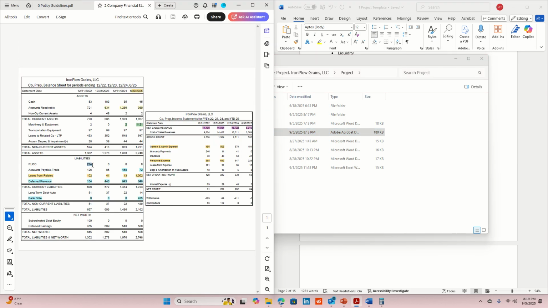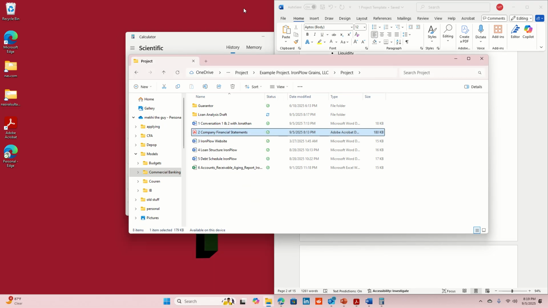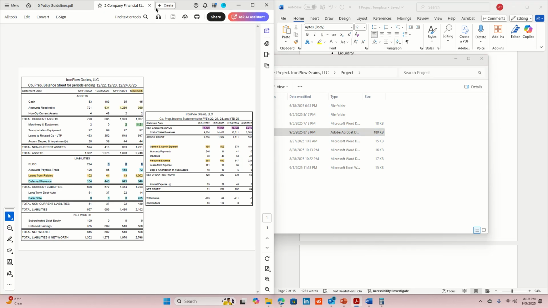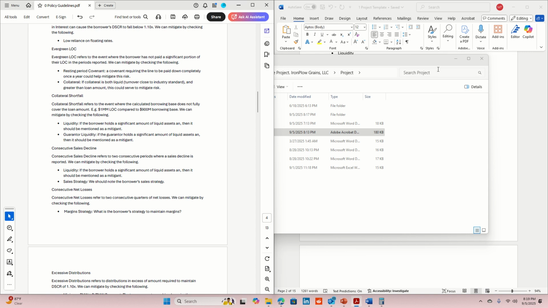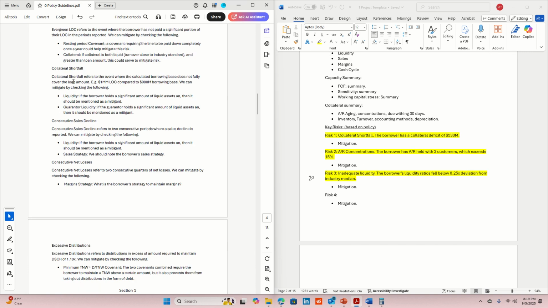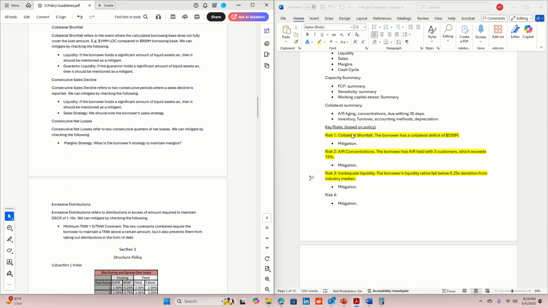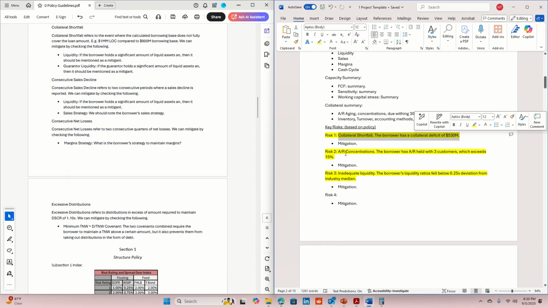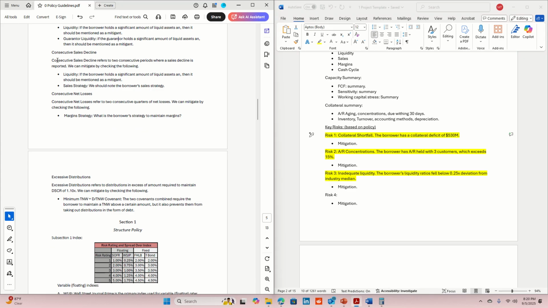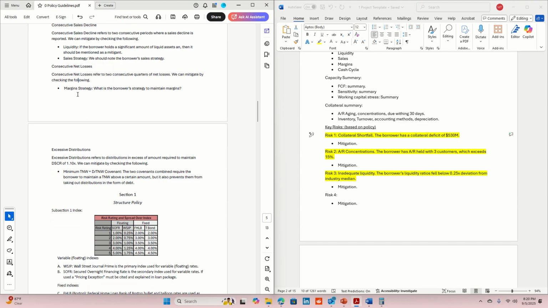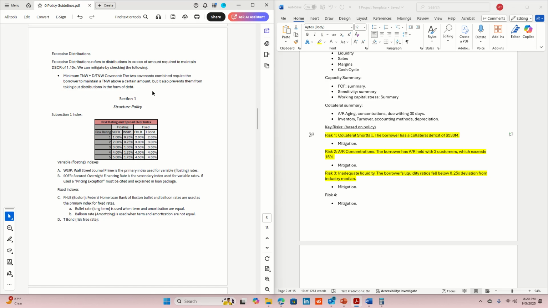Let's say this was 224, right? And it was 224 in every single year. That means it's evergreen. That means they don't pay down their line of credit. They're just in a perpetual state of borrowing from us. And we don't like that. So anyway, evergreen line of credit. Collateral shortfall, that's when you don't have enough collateral to cover this. And this company that I'm working on, they do have a collateral shortfall. Consecutive sales decline. So if they have consecutive sales declines, they lose money in 2 periods, consecutive net losses, excessive distributions. These are all risks.